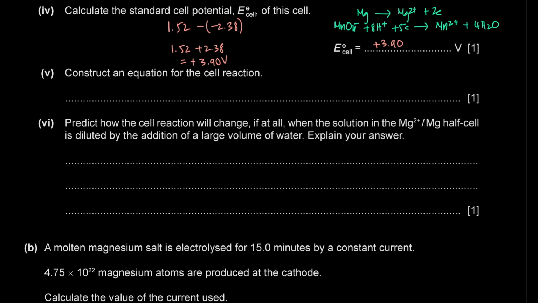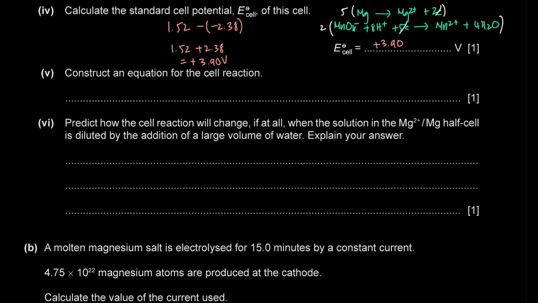When we talk about the overall reaction of a redox reaction, the electrons aren't shown, so the gain and loss of electrons has to be balanced. So we can multiply the equation for magnesium by 5, and we can multiply the equation for manganate 7 by 2. So now we have 10 electrons being gained and 10 electrons being lost. So we can cancel out the electrons, we just have to add up these two equations.